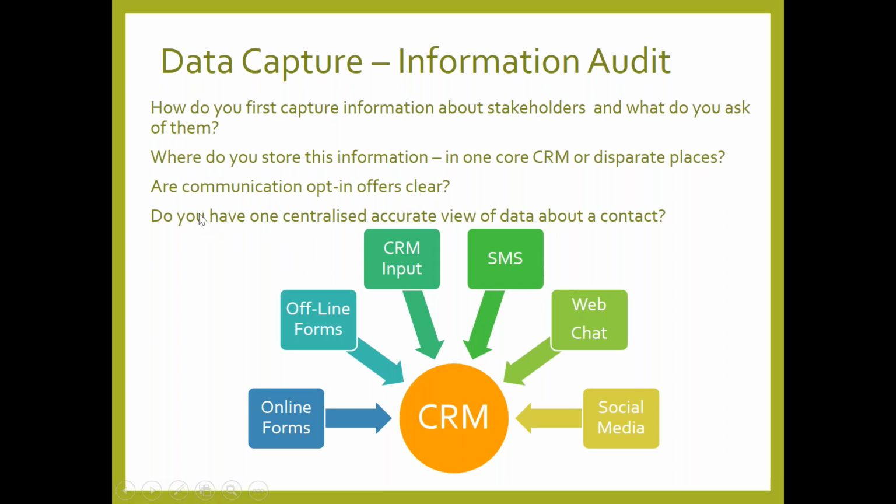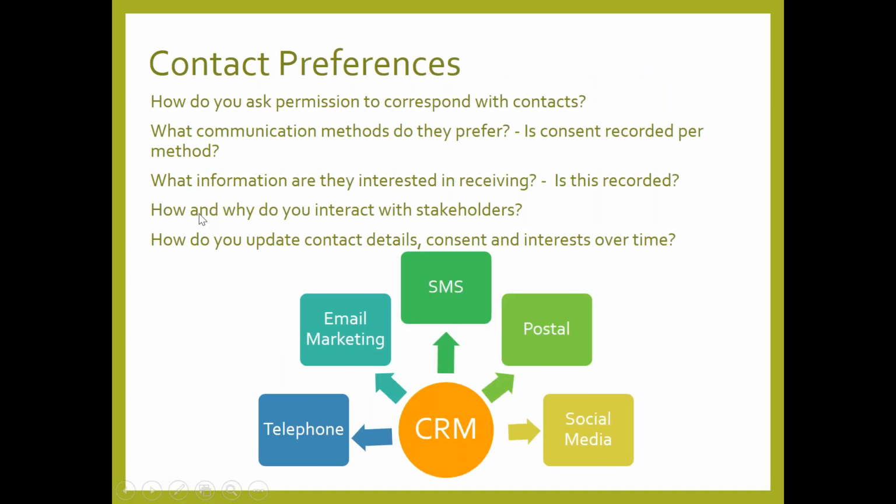So that leads us on to the next topic: contact preferences. How do you ask permission to correspond with contacts? Again, this is part of your audit. Go out there and appraise each data capture. How do you ask permission to correspond with people? What communication methods do they prefer? And is consent recorded? This is what you need to appraise now. Are we doing this? How do we do it?